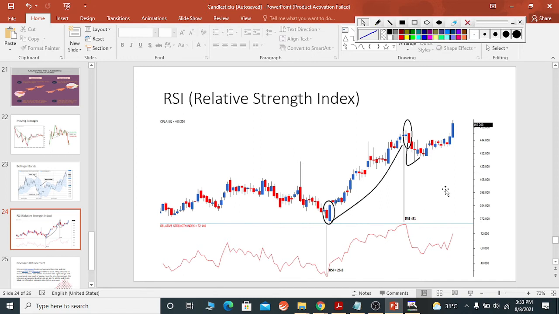So any doubts in RSI? Can we say RSI is a leading indicator? RSI is not leading actually. RSI would also be a lagging indicator only, because it would give you the signal after the price has dropped. If you see, after this red candle has formed, then only it has come down. So it is also a lagging indicator.